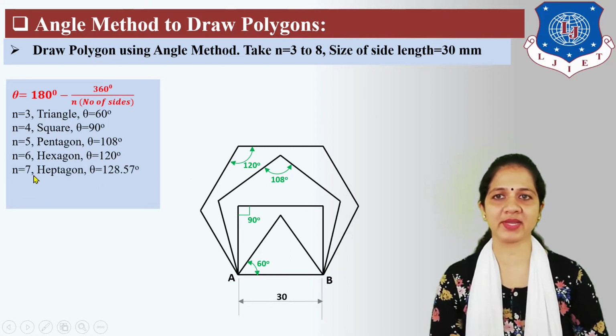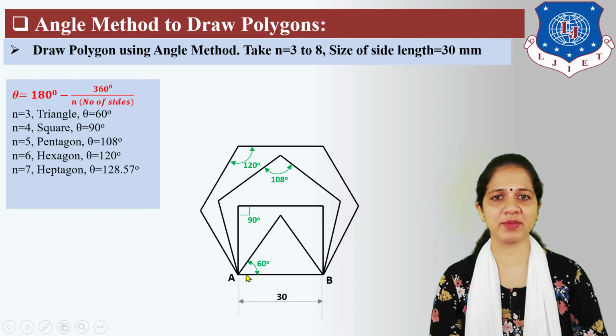Next, n is equal to 7, polygon is heptagon, theta, angle between two sides is equal to 128.57. Again draw heptagon from this common base AB. So, from A and B point, draw 128.57 degree angle line having side length 30 mm. Again draw 128.57 degree angle line from this end point of this two sides having length 30 mm.